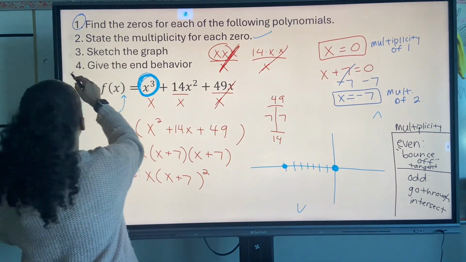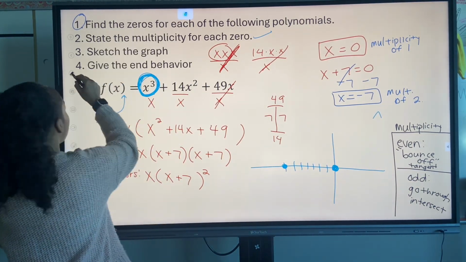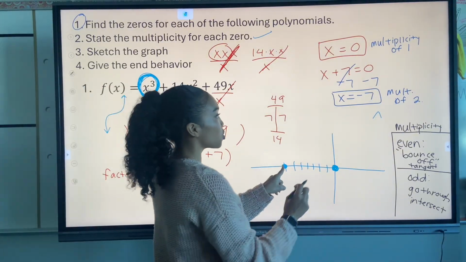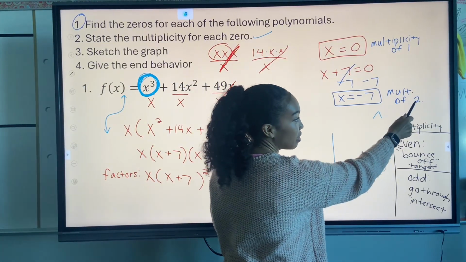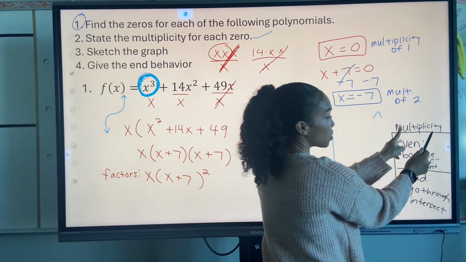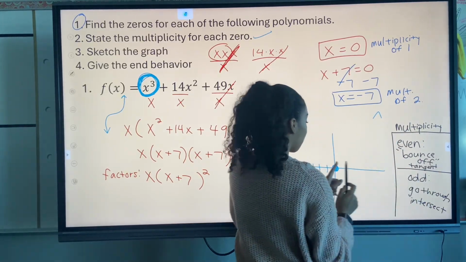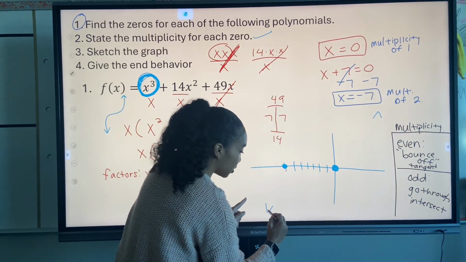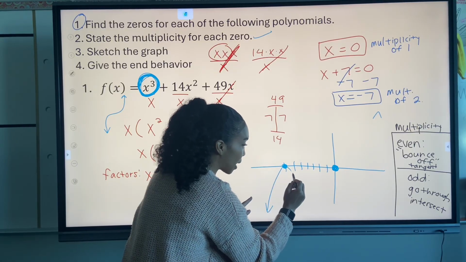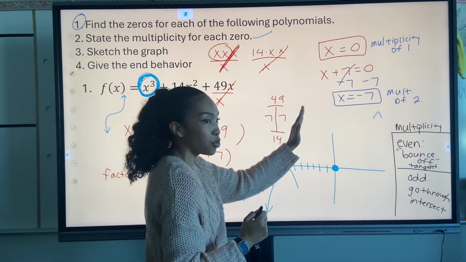Okay, so if we were to graph these, look at the multiplicity at -7. It's an even multiplicity. When your multiplicity is even, you're just going to bounce off of that point. So remember, we're starting down here. You're going to go to it, but bounce off of it. You're not going to go through that point.